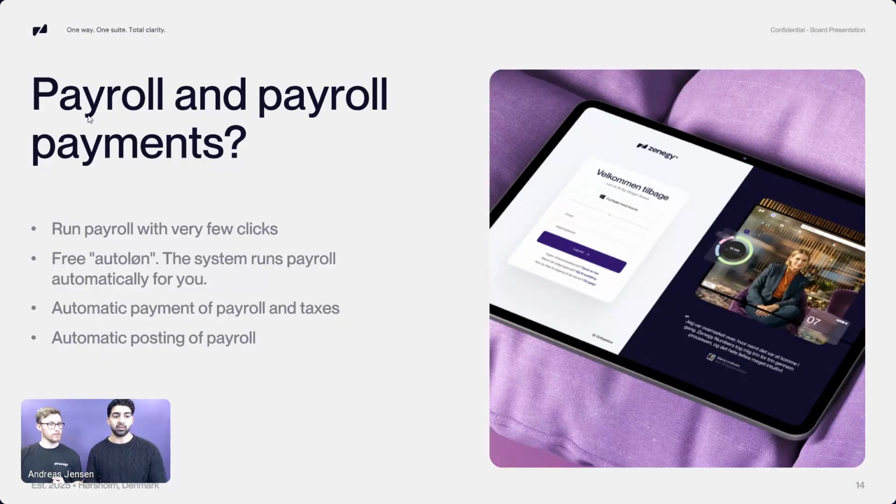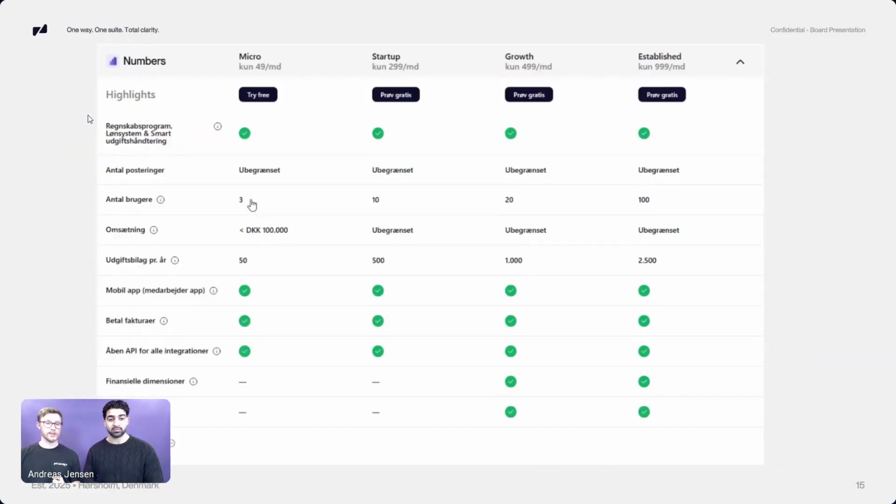Now the important question: how much does it cost? Yeah, that's the next step. The serious step. So we have four packages, which include all of it. So it's accounting, payroll, and expense management. And you will start in the small package, which is the micro, for 49 per month. And this one includes three users slash employees.